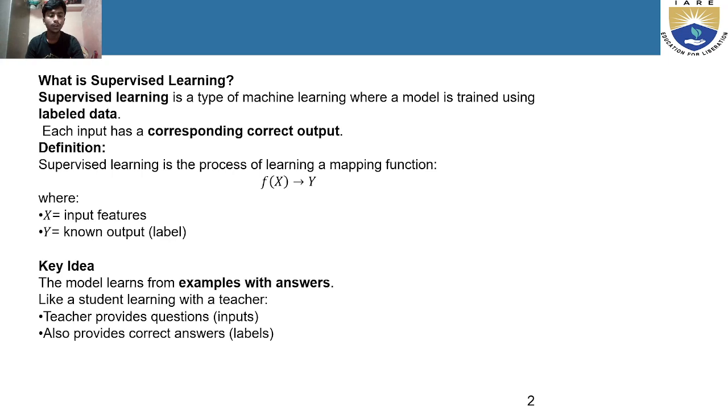So, supervised learning is a type of machine learning where a model is trained using labeled data. Each input has a corresponding correct output. Supervised learning is the process of learning a mapping function like f(x) = y, where x is the input features and y is the known, labeled output.